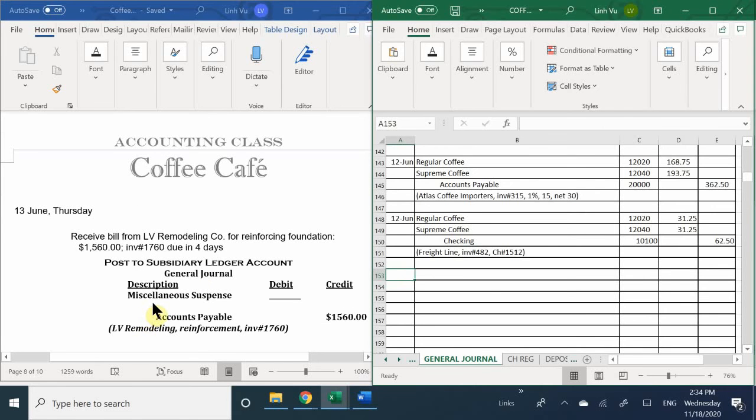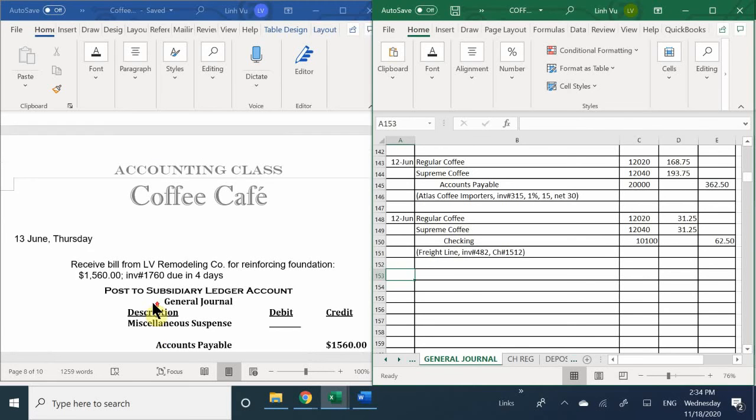Okay, so we receive a bill from LV Remodeling for reinforcing the foundation. Okay, yes. So now we have a bill from LV Remodeling, again for the purpose of our coffee grinder. So where is our coffee grinder located right now?